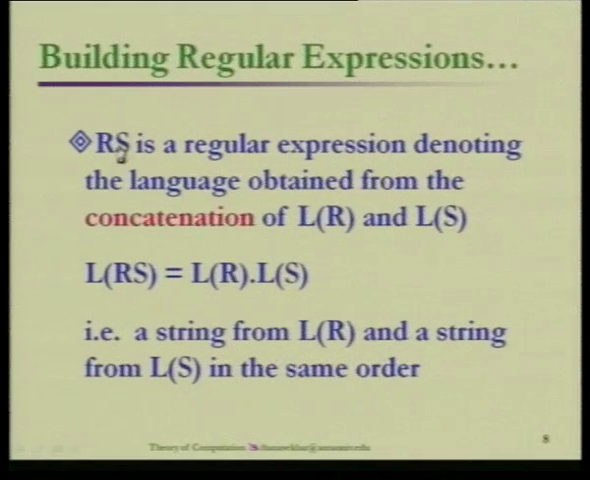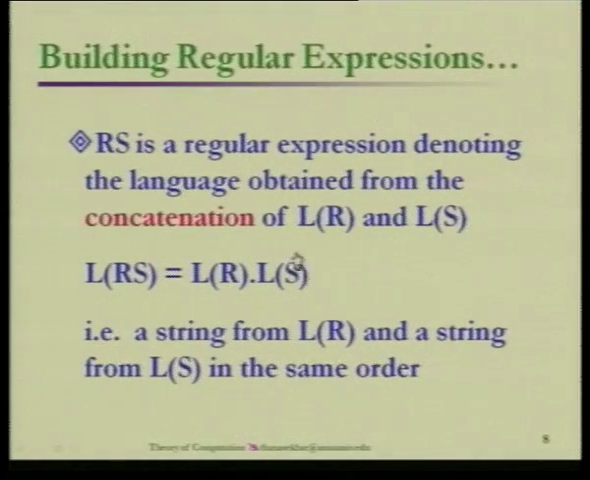Generally that dot will be removed out of the regular expression. So, by default if you write two regular expressions in continuous manner, it is a concatenation. The meaning is this regular expression recognizes a new language. It is formed by concatenating a string from L of R, that is a string from the first regular expression's language, and a string from L of S, that is a string from the second regular expression's language. You concatenate those two strings in the same order. So what we get is the set of all strings formed by the concatenation of L of R and L of S.